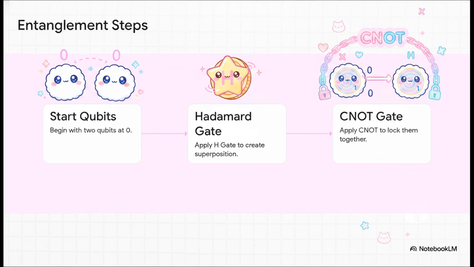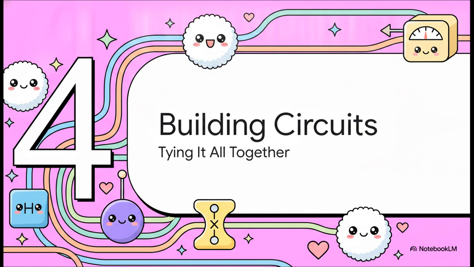Step 3, we apply the CNOT gate, using that spinning coin as the control for our second qubit. Because the first qubit is in a superposition of both 0 and 1, the second qubit enters a superposition of being flipped and not flipped simultaneously. They are now locked into what physicists call a Bell state, meaning no matter how far apart you separate them in the universe, if you measure one and it collapses to a 0, the other will instantly collapse to match it. It is wild.